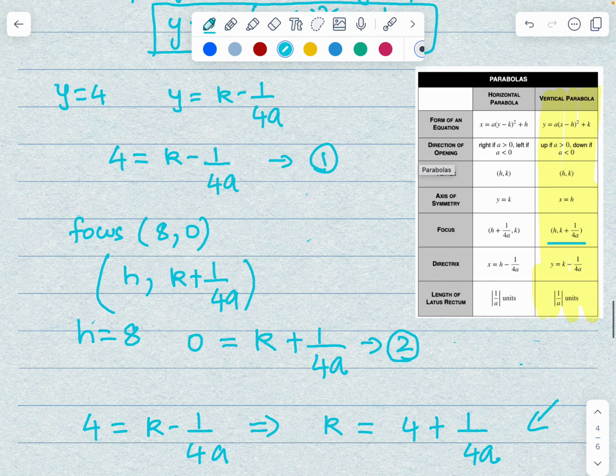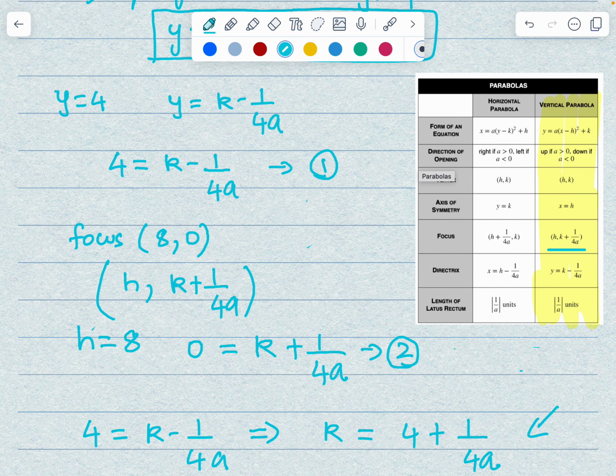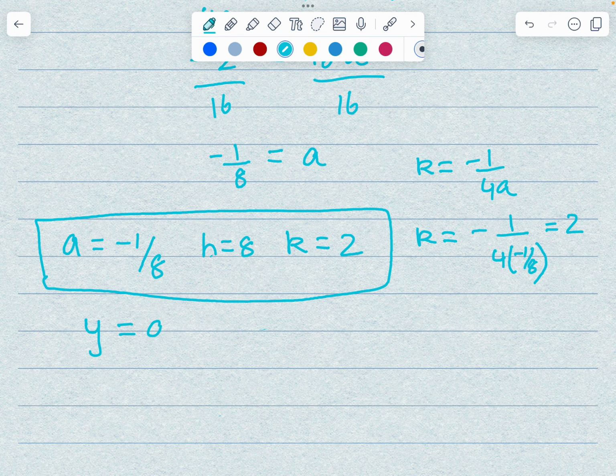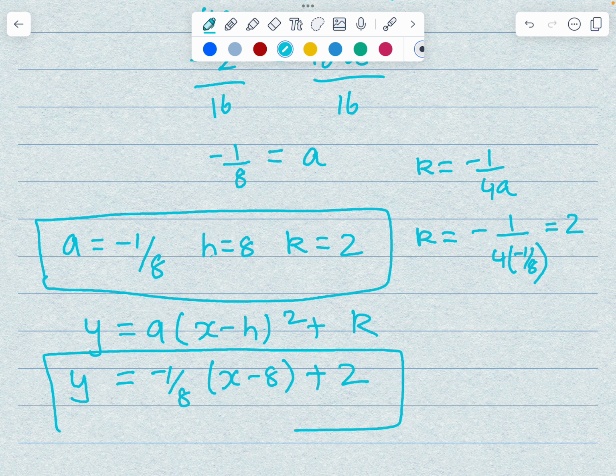I know the equation should be of the form y = a(x - h)² + k. So I simply substitute everything that I know, and that is my final answer. That is the equation of the parabola. So this is yet another kind of problem that you will get. Okay, so I have some practice problems for you. You can work through them and then you'll be good to go.